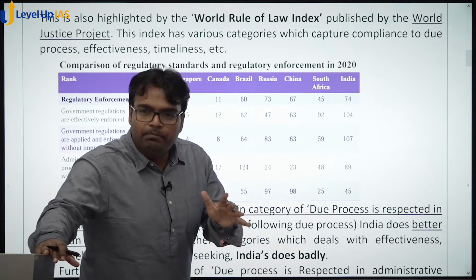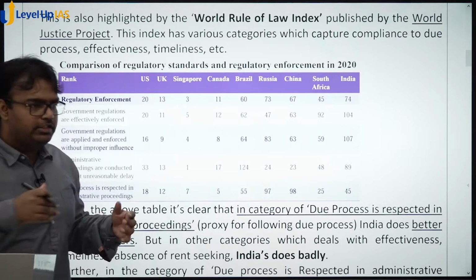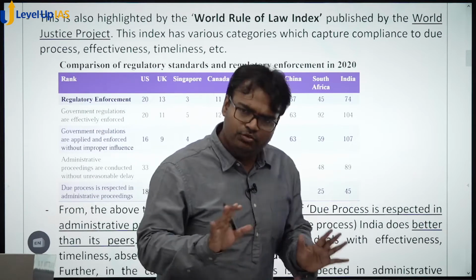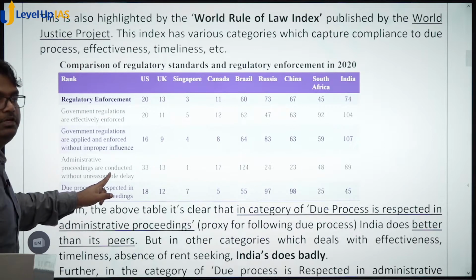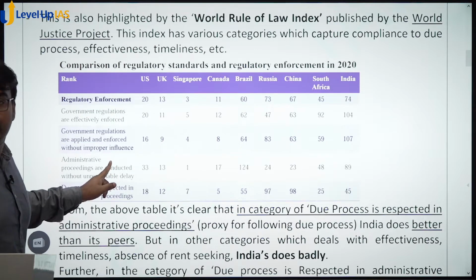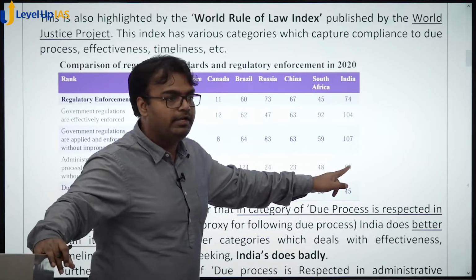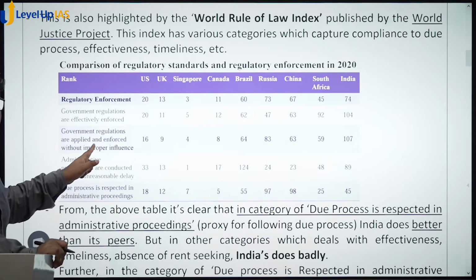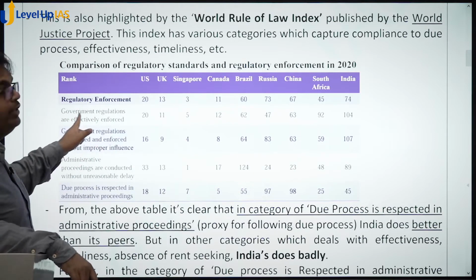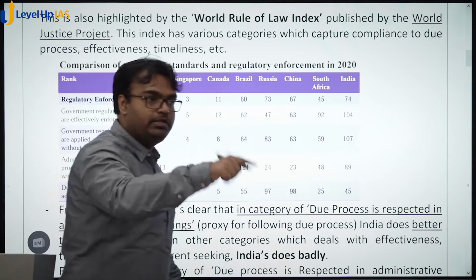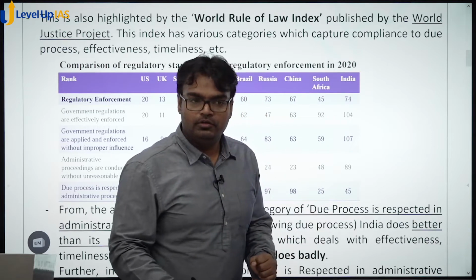What does it mean? When compared to our peers, in India, the respect for the process, the respect for the regulations is there. It's good enough. But what are we bad at? Administrative proceedings are conducted without unreasonable delay. Timeliness. When it comes to timeliness with which regulations are being followed, we are doing badly. Our rank is 89. When it comes to improper influence, corruption, rent seeking, our rank is 107. When it comes to government regulations being effectively enforced, is government able to enforce all the provisions of the regulations? Our rank is 104. So it is not the compliance.